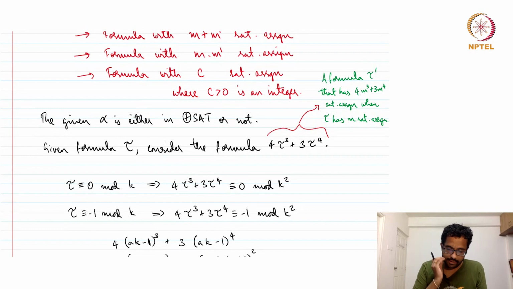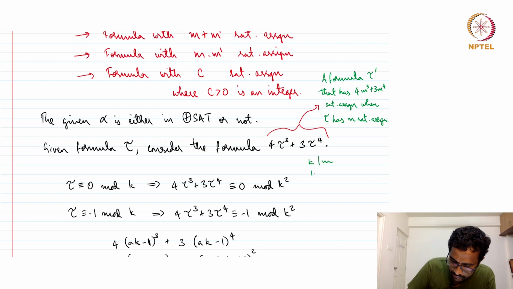So let's try to understand. Suppose the number of satisfying assignments of tau was 0 mod k. Then 4 tau cube plus 3 tau power 4 is 0 mod k squared, because the number of satisfying assignments is a multiple of k, and here we are taking tau cube and tau power 4, so clearly this is a multiple of k squared. So if k divides m, then k squared divides 4m cube plus 3m power 4. That's all that I am doing here.